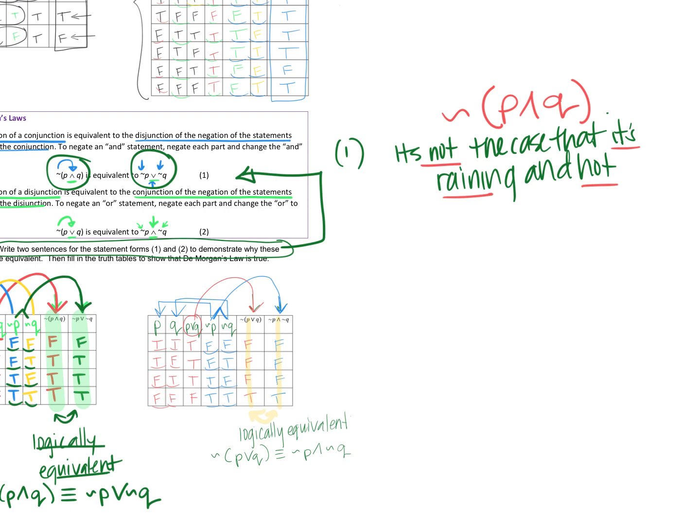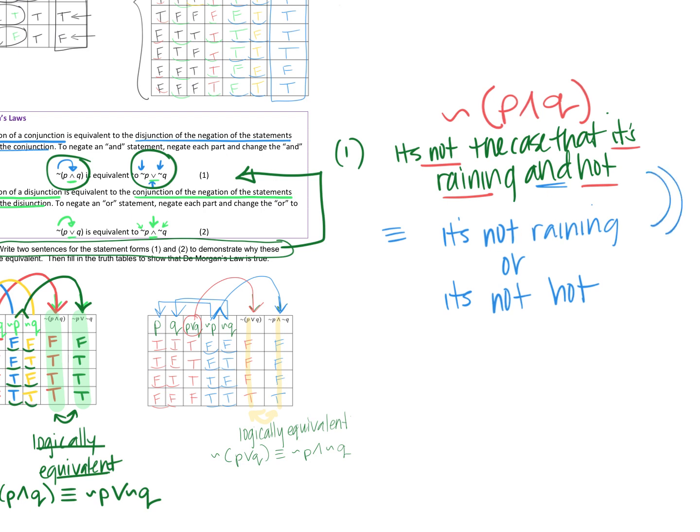And so then for that second part, we're saying that this is going to be equivalent to saying that it's not raining or it's not hot. And the reason why that's coming out that way is because when we say it's not the case that it's raining and hot, like it's not raining and hot outside, but it could be that it's just not raining or it's not hot. It's just that it's not both. And so that's how those are equivalent to each other.